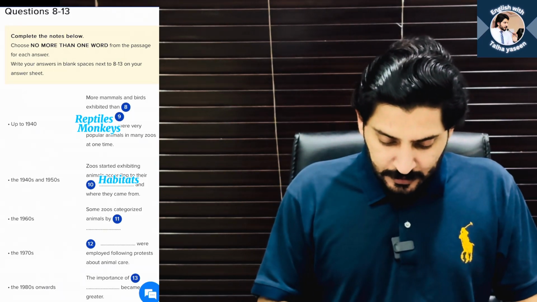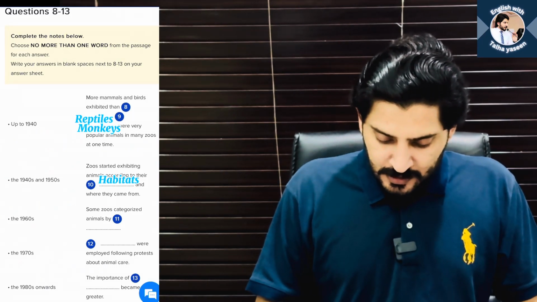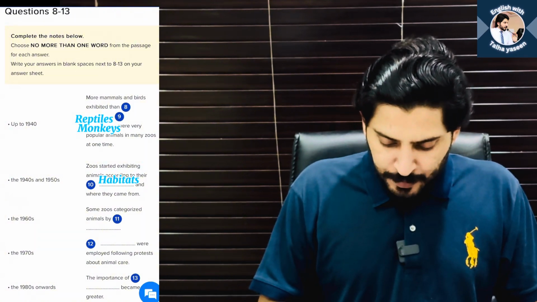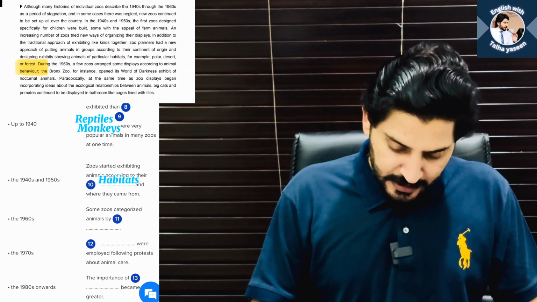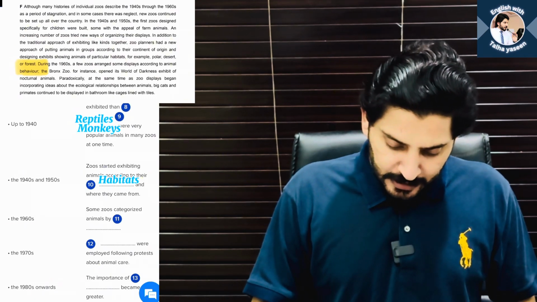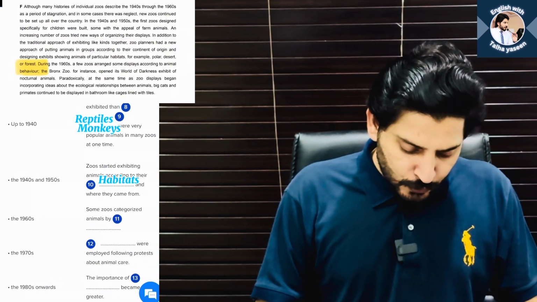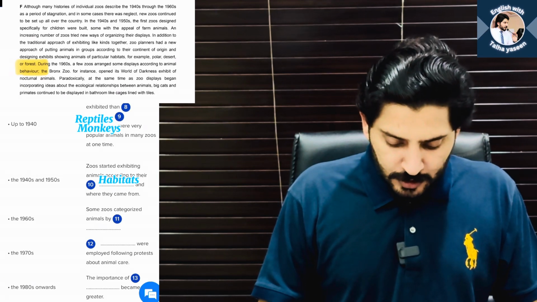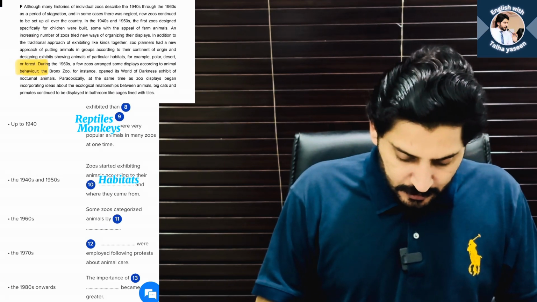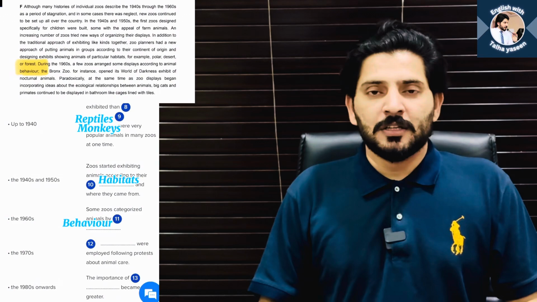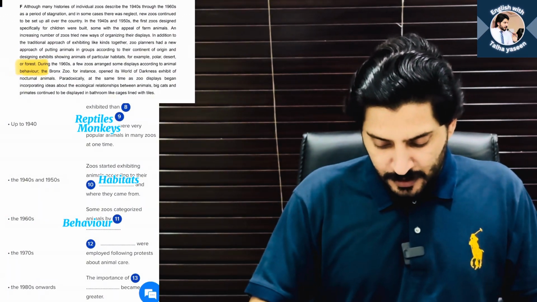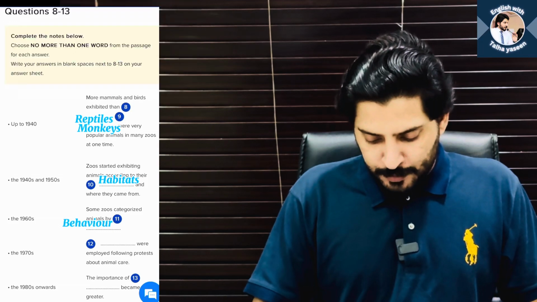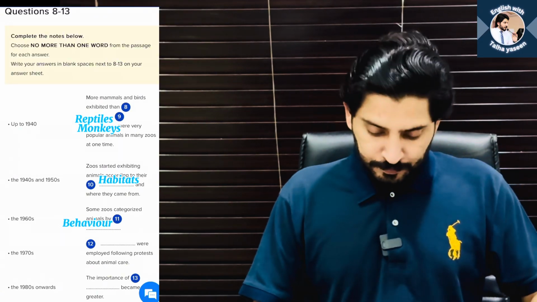Question number 11. In 1960s, some zoos categorized animals by dash. Let's find the word 1960. Yes, in the very next line in passage F. During the 1960s, a few zoos arranged some displays according to animal behavior. This is categorization. They also categorize the animals on the basis of behavior. We will write behavior in 11.